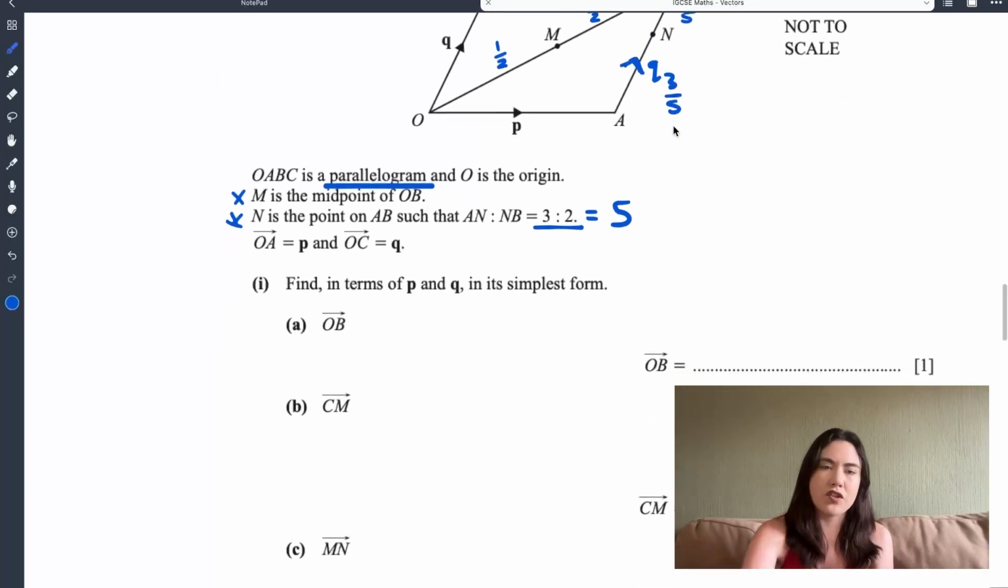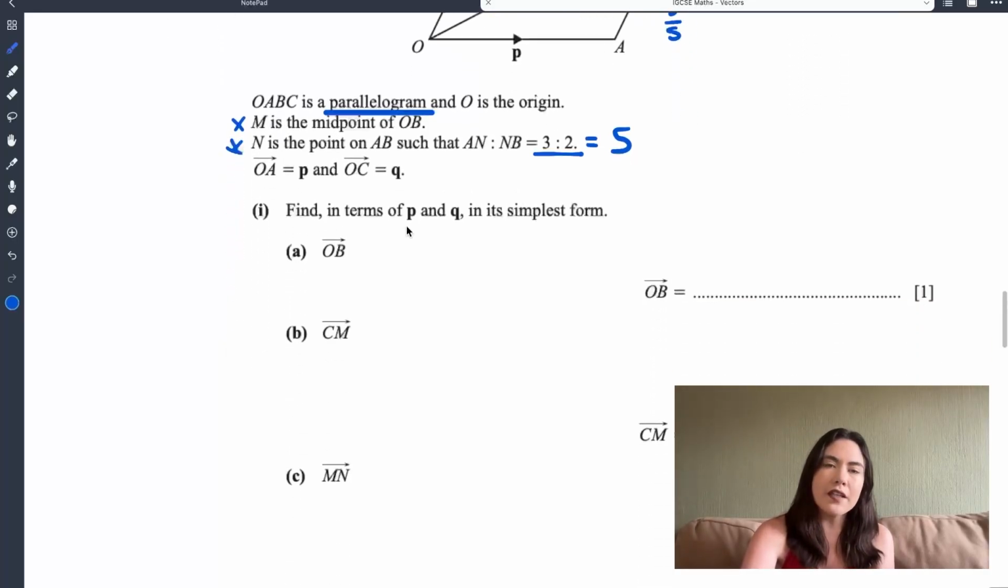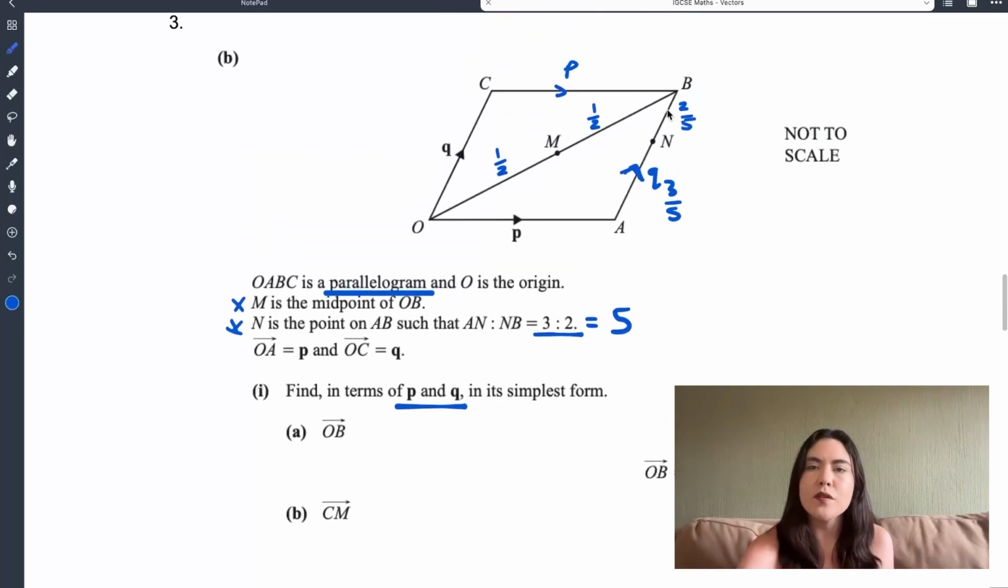Let's figure out the questions. It says find, in terms of p and q, O to B. So here we go. We can't go straight from O to B because we have no idea what it is, except that M is in the middle of them. We don't actually have any parallel lines we can compare, so we're going to have to go the long way.